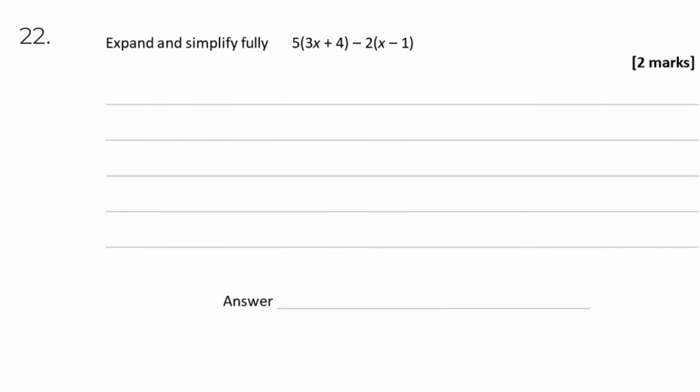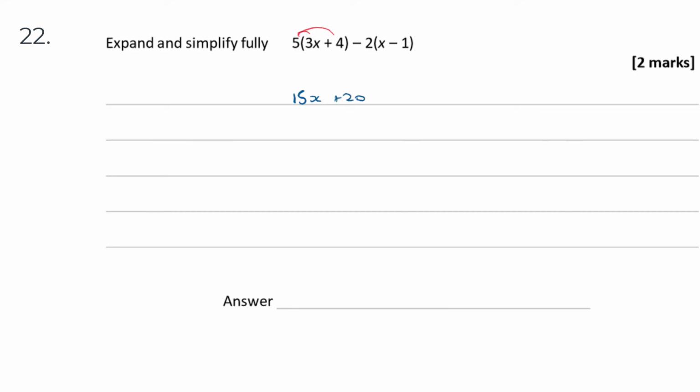Expand and simplify fully: 5 lots of (3x + 4) minus 2 lots of (x - 1). So this is not double brackets, it's repeated single brackets. So we're just going to be multiplying out single brackets twice and then collecting like terms. Okay, so the first single bracket is 5 lots of (3x + 4). Multiplying both things inside the bracket by the 5, 5 lots of 3x is 15x and 5 lots of 4 is 20.